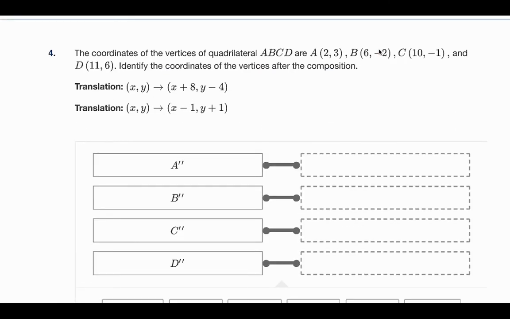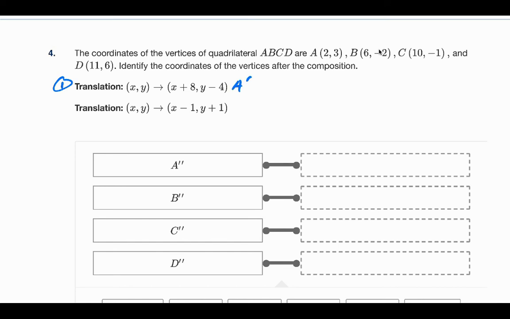All right, number 4, the coordinates of the vertices of quadrilateral ABCD are A is (2, 3), B is (6, -2), C is (10, -1), and D is (11, 6). So identify the coordinates of the vertices after the composition. So remember, a composition, we're going to do a couple of things. So we have to do this one first. So when we do this one first, this will be our A prime.